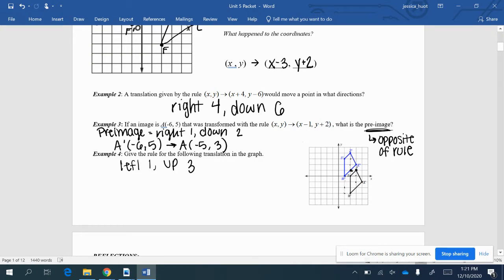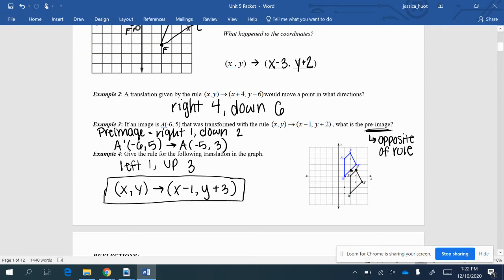Perfect. So if I translate this into a rule, (x, y) becomes (x, y). If we are going left 1, we are subtracting 1. And if we are going up 3, we are adding 3. That would be our rule for this graph.